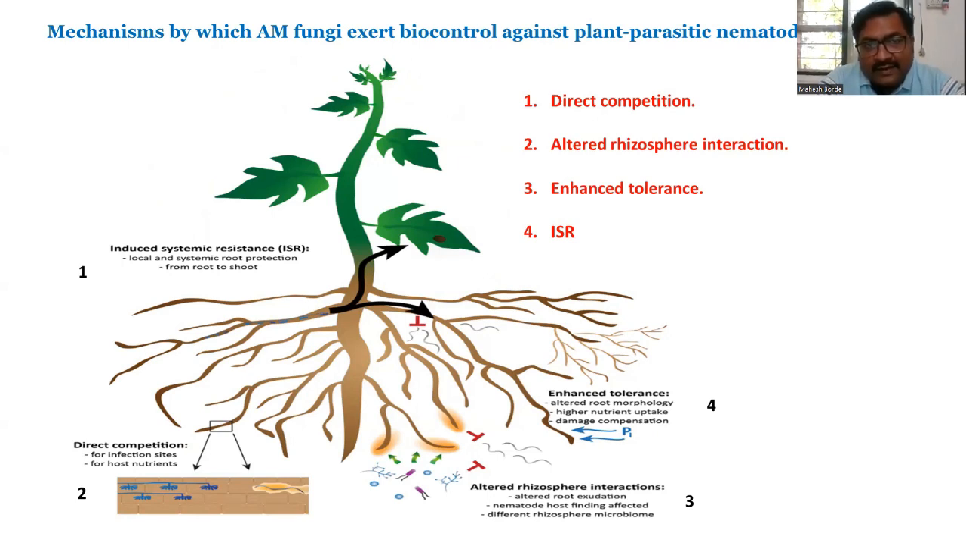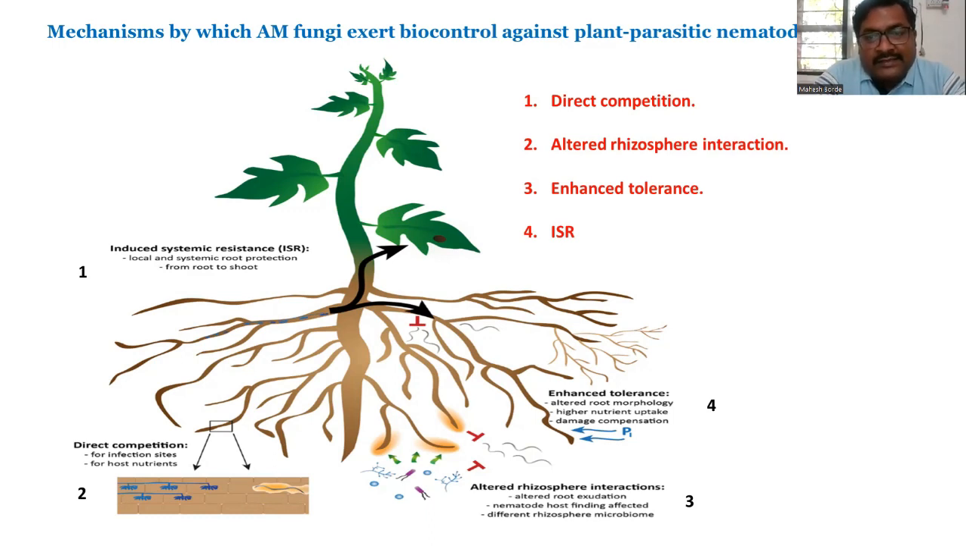First one is direct competition. Mostly when they are associated with the plant root, they compete with other organisms, so there is competition for infection sites as well as nutrients. Second thing is that they alter rhizosphere interaction. Mostly when the mycorrhiza is associated with the root, the plant root secretes some exudate, which is mostly favorable for useful microorganisms.